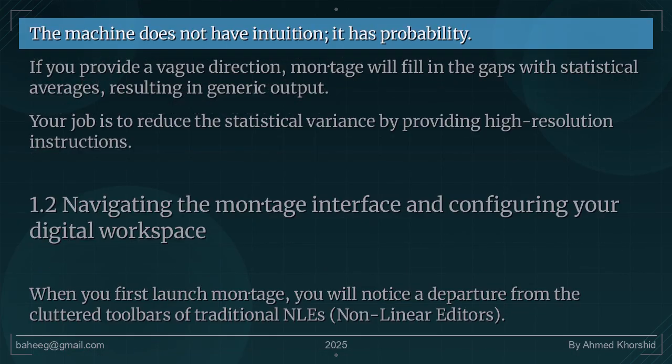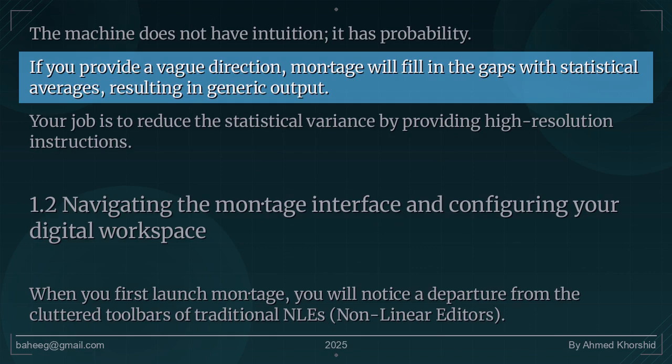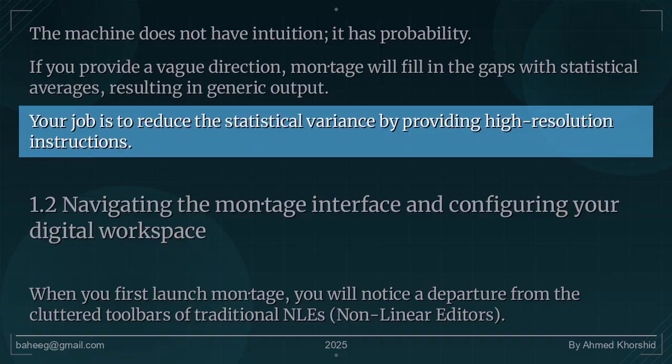The machine does not have intuition, it has probability. If you provide a vague direction, montage tage will fill in the gaps with statistical averages, resulting in generic output. Your job is to reduce the statistical variance by providing high-resolution instructions.